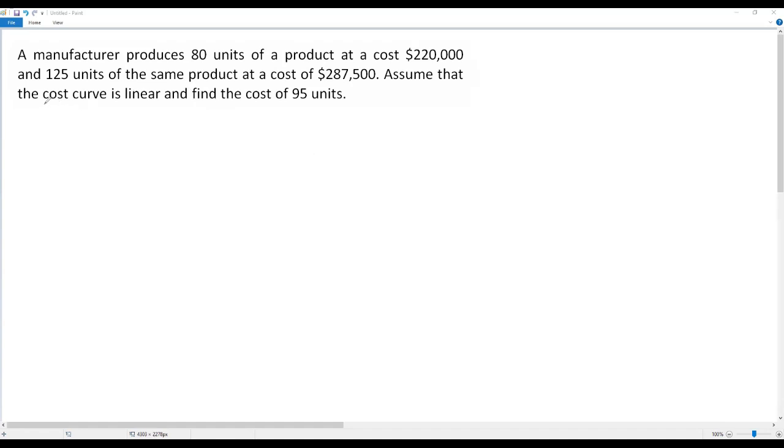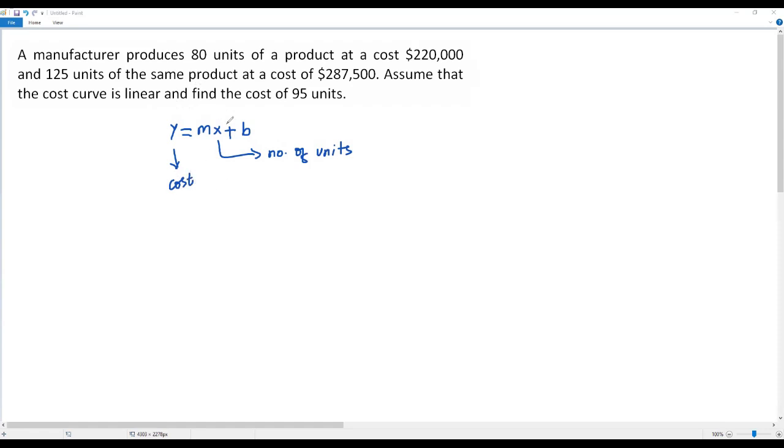Since the cost curve is linear, we can use the slope-intercept form equation of a line to represent the cost curve, that is y equals mx plus b. Here m and b are constants, x and y are variables. X represents the number of units of the product. Y represents the cost, that is the cost of x number of units.